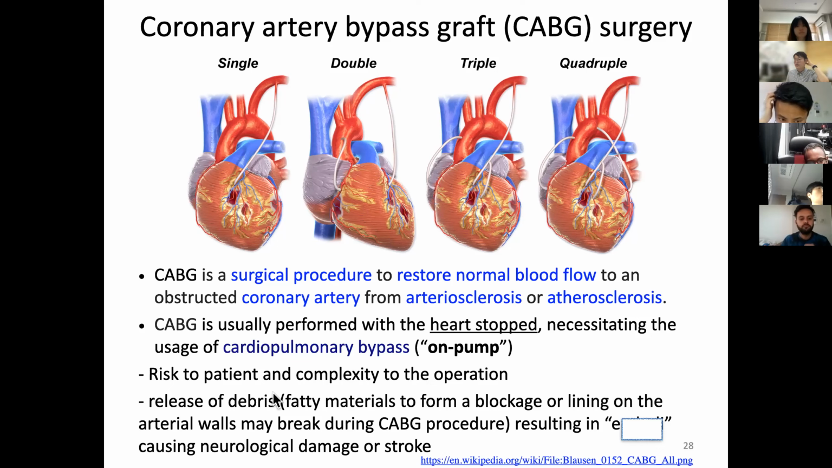And during the surgery, debris can be released. This fatty material that can form a blockage in the lining of arterial walls may break off during this CABG procedure, resulting in a traveling clot, a so-called embolus. When it gets to the brain, unfortunately, the patient suffers from a stroke, or that can lead to neurological damage. So how devastating it is. So not all patients, but there's a risk of this.